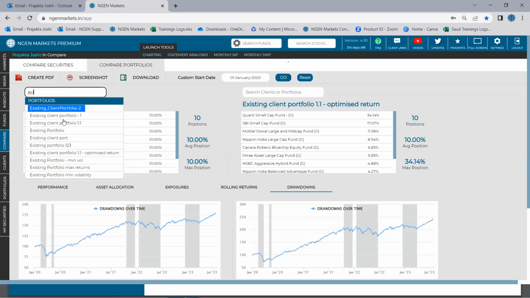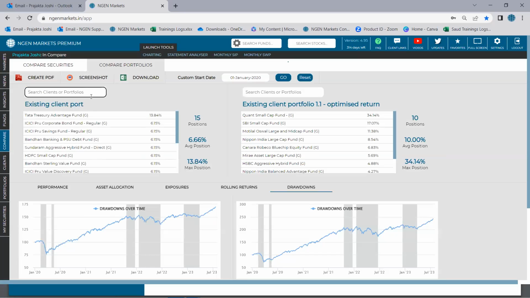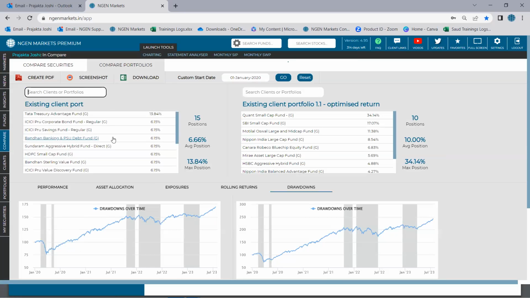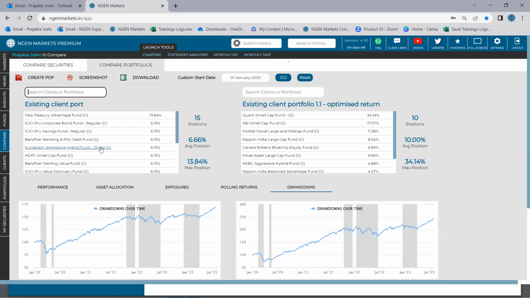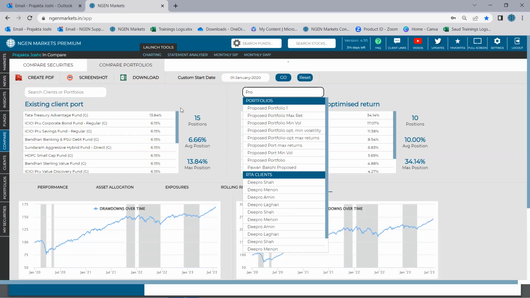So, let's just assume that this is the prospective client's existing portfolio. This is the client that you're trying to acquire, and this is his existing portfolio. On the other hand, you have come up with a model portfolio for this particular client, and that model portfolio is probably saved as a proposed portfolio. So just load that up here.